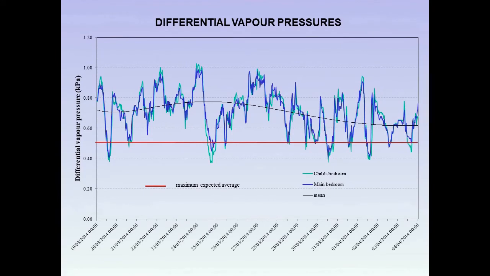We can do differential vapor pressures, which we've mentioned earlier on. This case it's very high. We would expect an average of about 0.5. That's the maximum expected average, but in this case it's running much higher. It's running up about 0.7. So we have a ventilation problem.